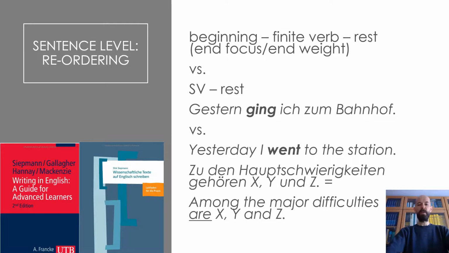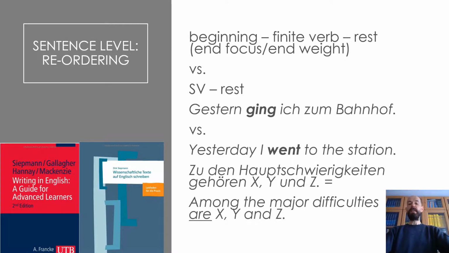That's obvious, no one would get that wrong. Sometimes, of course, we can imitate the German pattern by using inversion in English. Zu den Hauptschwierigkeiten gehören X, Y, and Z, where we give greater prominence to the subject, and also the subject is slightly weightier than the rest of the sentence, X, Y, Z. These might be quite lengthy elements.